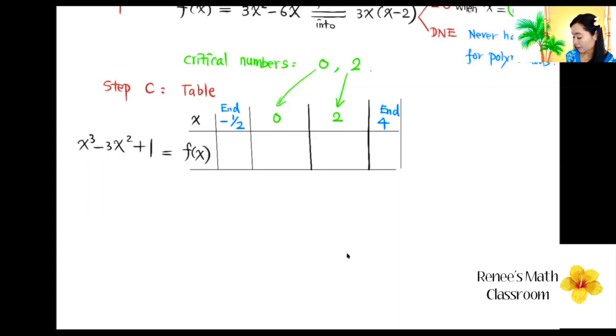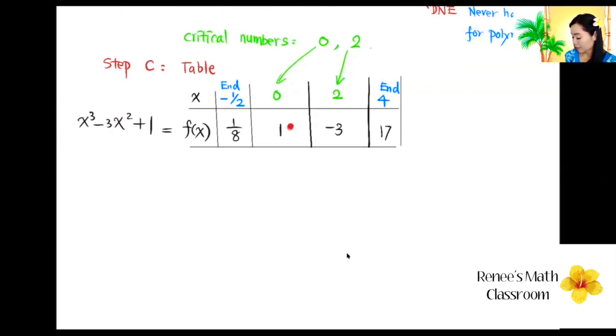If I substitute x to be those values, I find the function values. Trust me, those are the function values when you substitute those x in. The function values at the critical numbers are potential local max or local min. The function values at the two ends are the endpoint values. How do I get this 1/8? I just substitute negative 1/2 into x, calculate, and get 1/8. Similarly, I got the other function values by substituting different numbers for x.